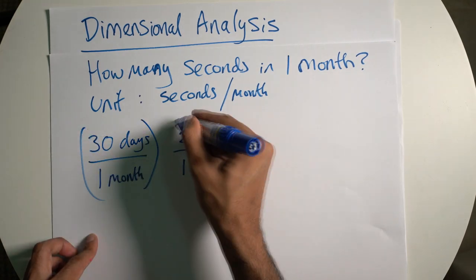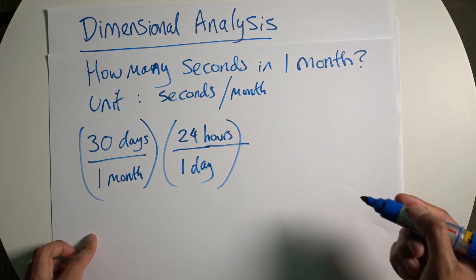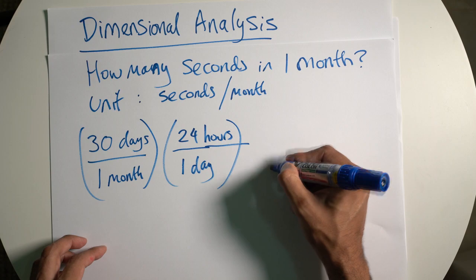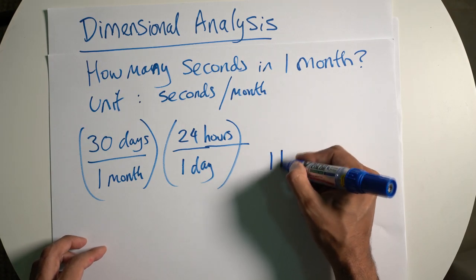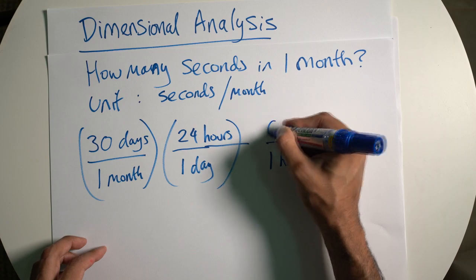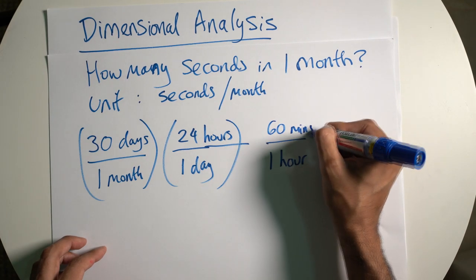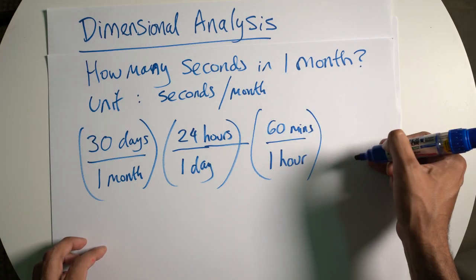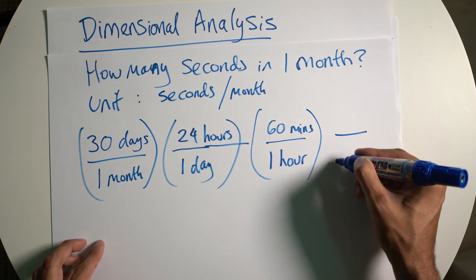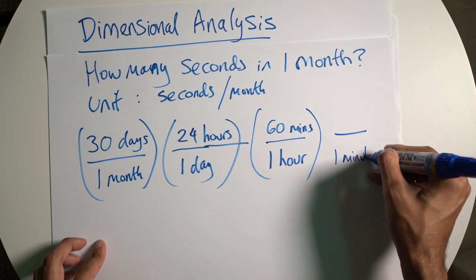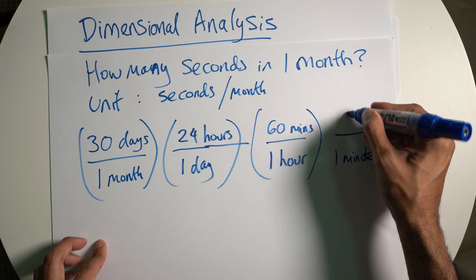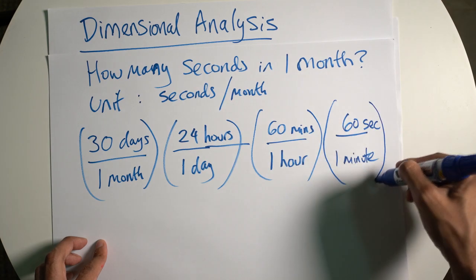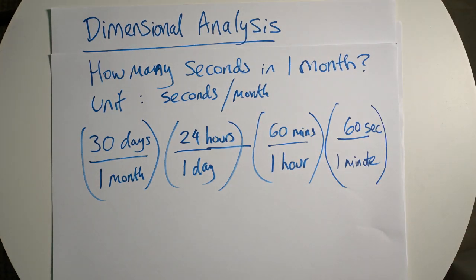You can put that in brackets, put this in brackets, okay? And then I'm going to want to cancel out the hours, so I want hours down here. So in 1 hour, we can have 60 minutes. And I'm going to want to cancel out the minutes as well. We don't want that. Remember, we want seconds up here. So in 1 minute, we have 60 seconds. Okay, like this.